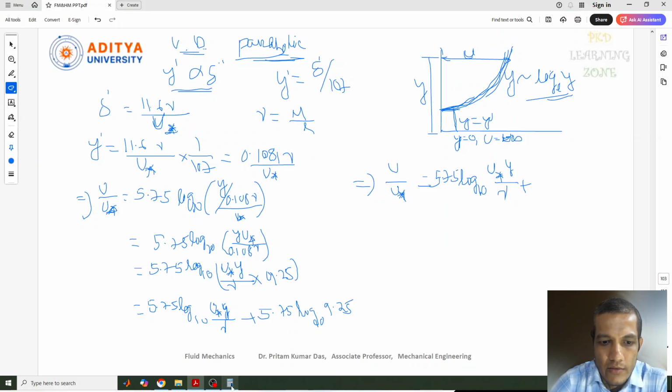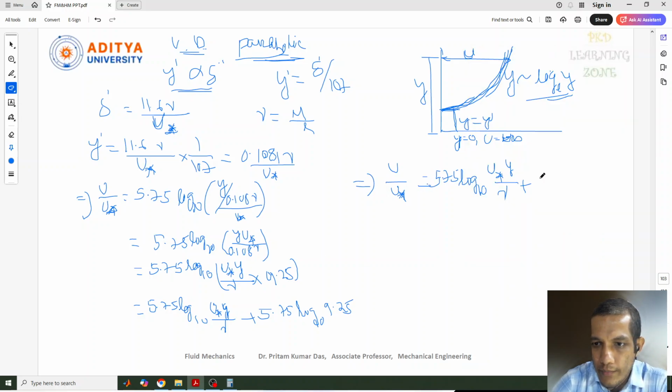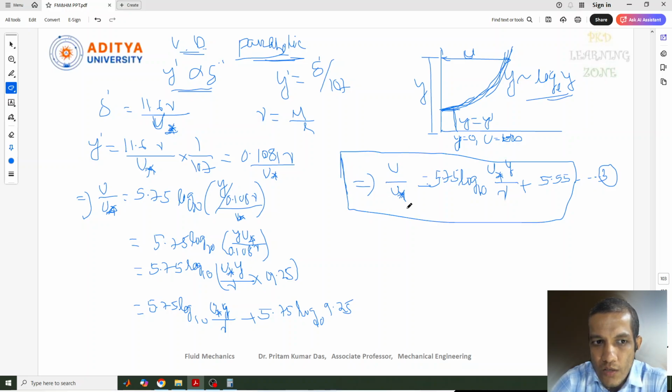Okay, you can also solve it in here. So here also the mode is there, function is there, you can calculate from that also. If you want to calculate, just put the value of this into 5.55. So you can write plus 5.55, and this one you can give equation 3. So this is the velocity distribution for the smooth pipe.